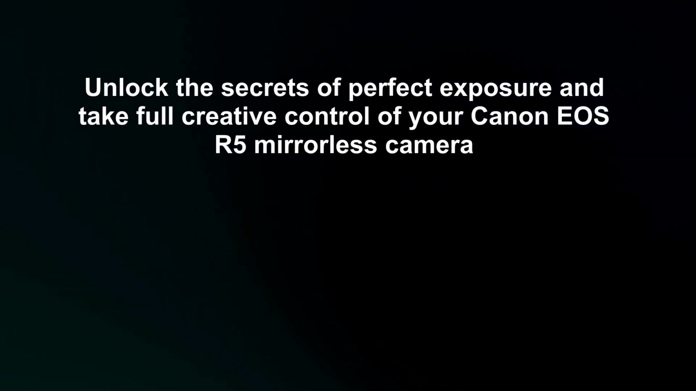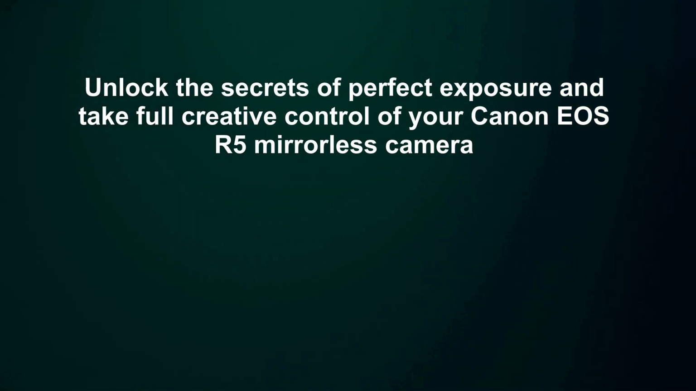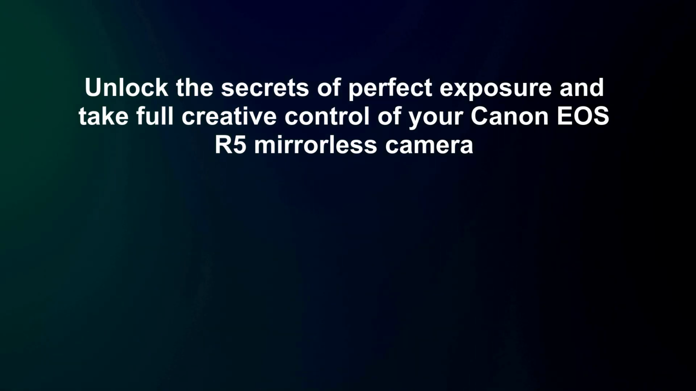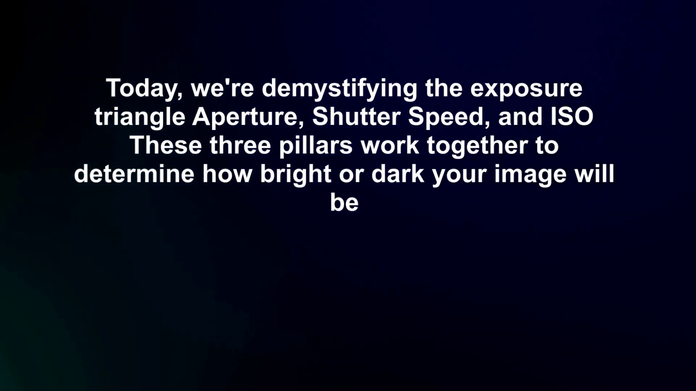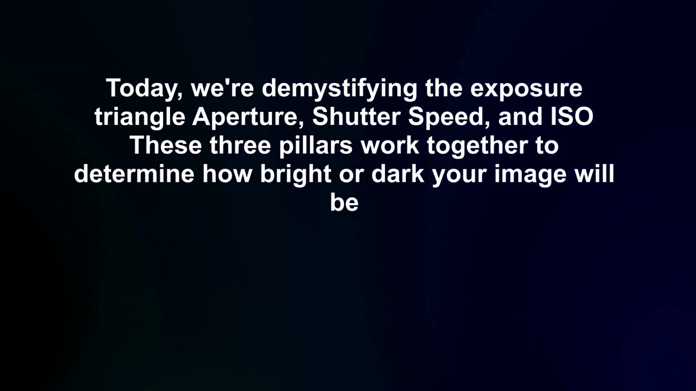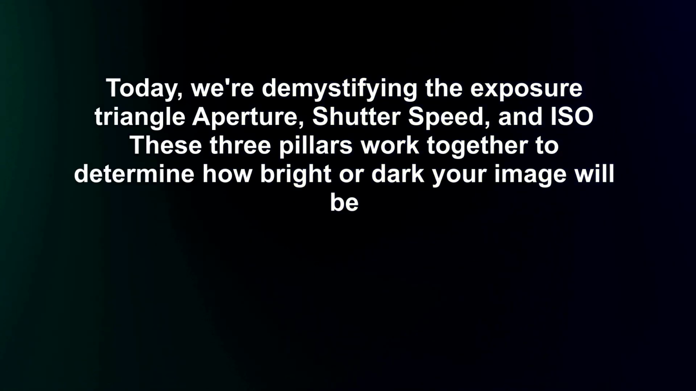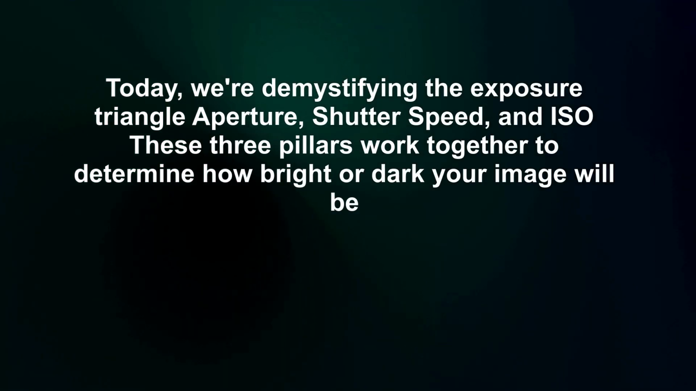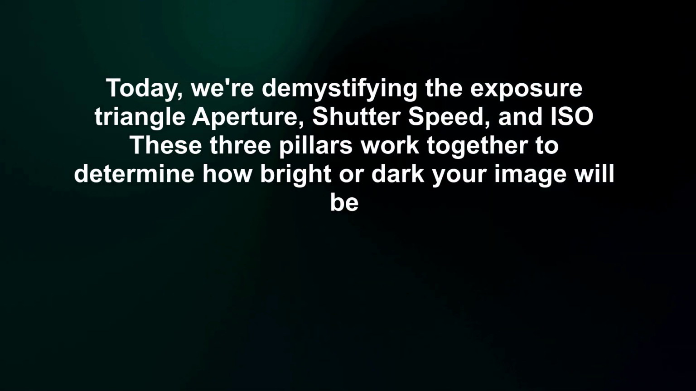Unlock the secrets of perfect exposure and take full creative control of your Canon EOS R5 mirrorless camera. Today, we're demystifying the exposure triangle: aperture, shutter speed, and ISO. These three pillars work together to determine how bright or dark your image will be.